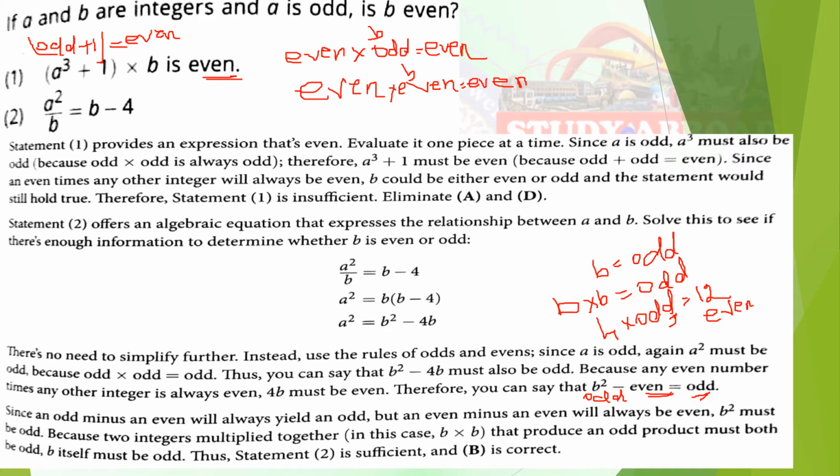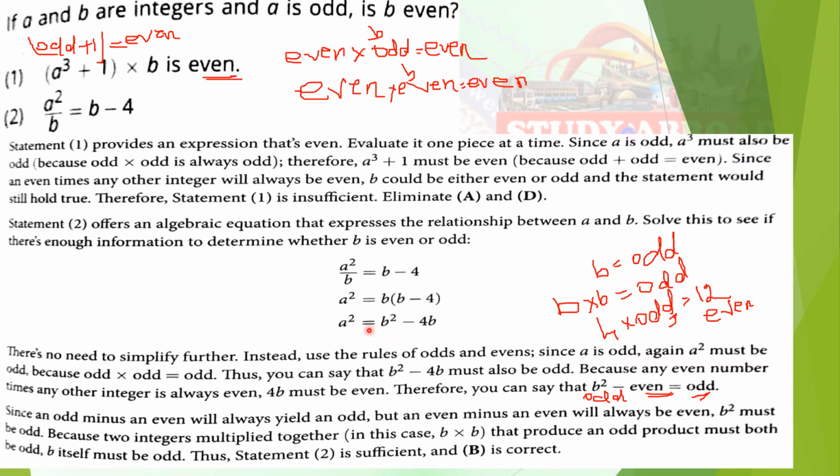So the final answer you should get odd. So you have to subtract from odd only. Odd minus even is odd only. So from the second statement, you can easily tell that the value of b is odd. So you can answer no only.